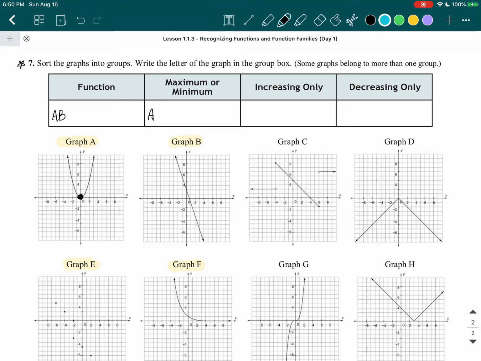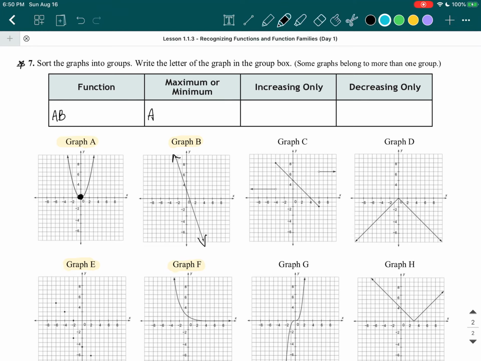Now let's take a look at graph B. Does it have an absolute minimum? Is there a bendy point, or does it kind of just go on forever? All right, hopefully you're realizing that this arrow on the very bottom means it goes on forever downwards, and this arrow at the top means it goes on forever upwards. There's no bendy point here, it's just a straight line. There's no absolute maximum or minimum, so we cannot put B here, so do not put it there. Okay?